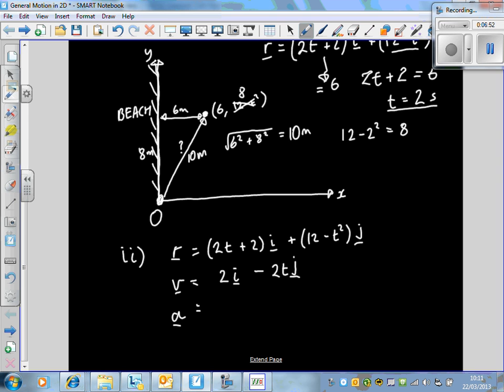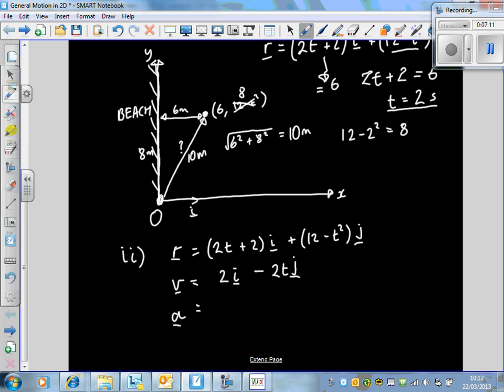Right, acceleration, we've got to differentiate them again. What happens if we differentiate 2, Scott? We get 0. So there's no acceleration in the i direction. The particle is never going to be accelerating in that direction. It's always going to be accelerating upwards.